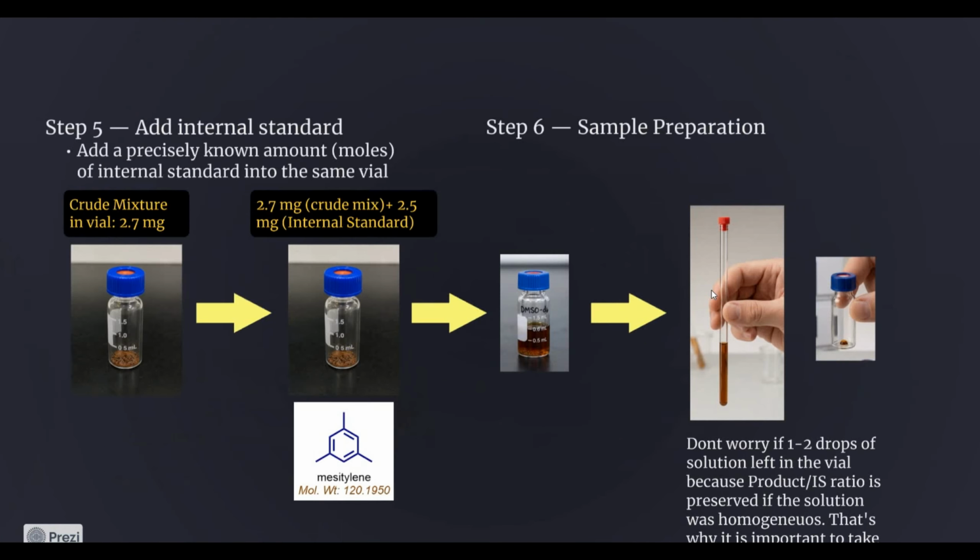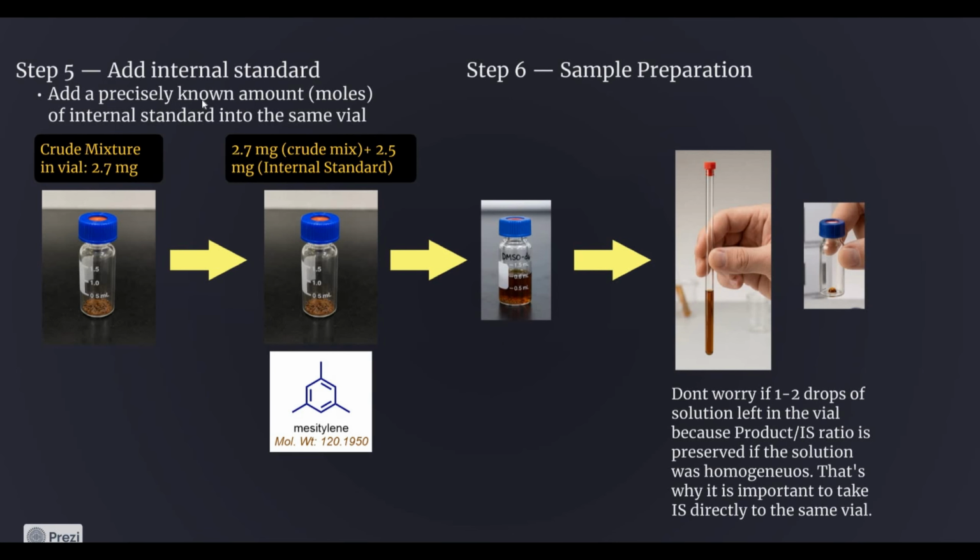The fifth step is to add the internal standard. You have to add a precisely known amount of the internal standard into the same vial. Why in the same vial? Because if you take it into another vial, while transferring you may leave some amount of the internal standard, and this will give an error. So therefore you have to add the internal standard in the same vial. I have added 2.5 milligram of the internal standard, which is mesitylene.